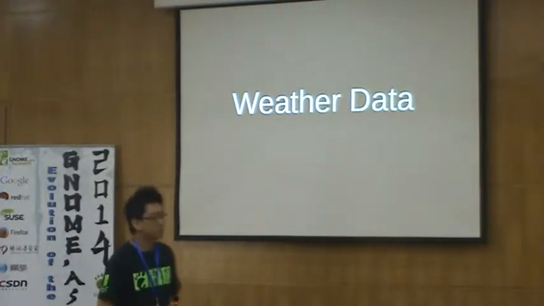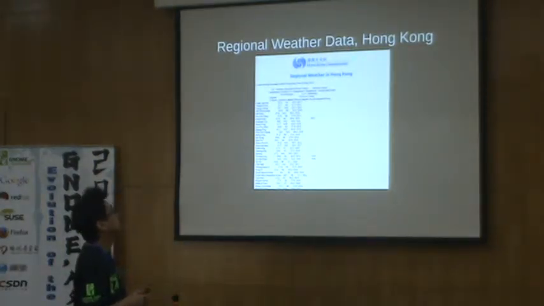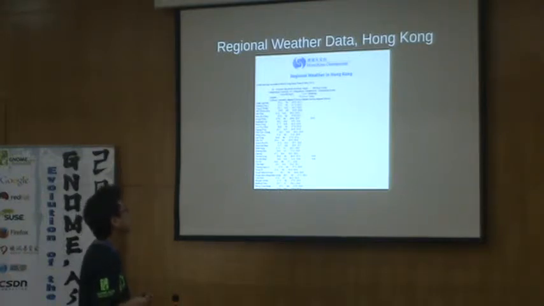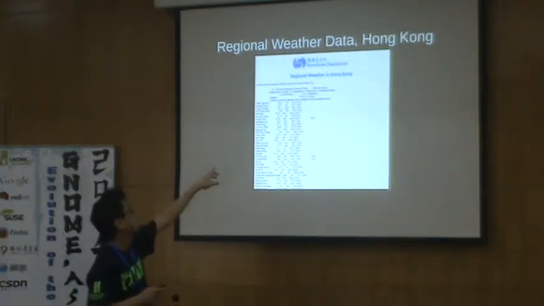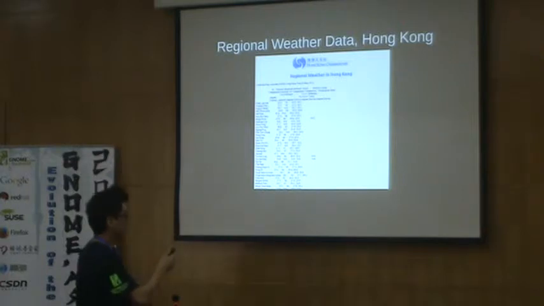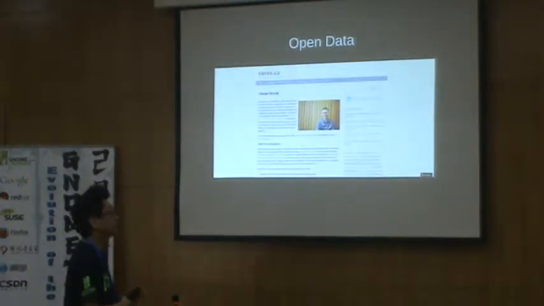So for the weather data, this is the regional weather data provided on the Hong Kong Authority website. You can find different districts of Hong Kong and their temperature and wind speed as well. And this weather data is updated every 10 minutes. Actually, this looks like HTML, but the main content is plain text. So it's not a kind of open data.